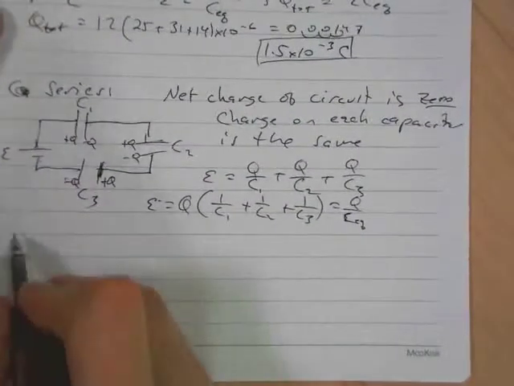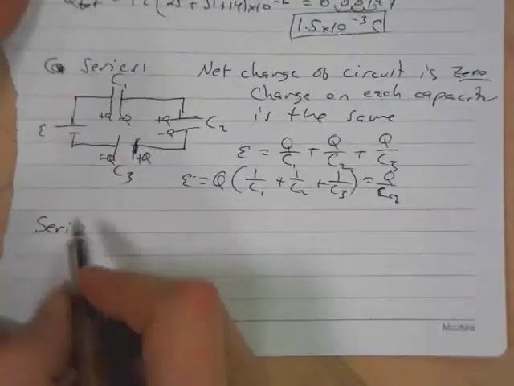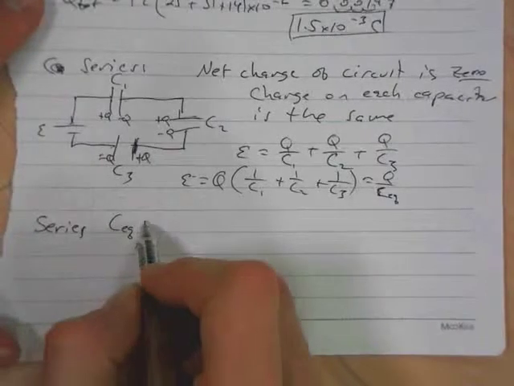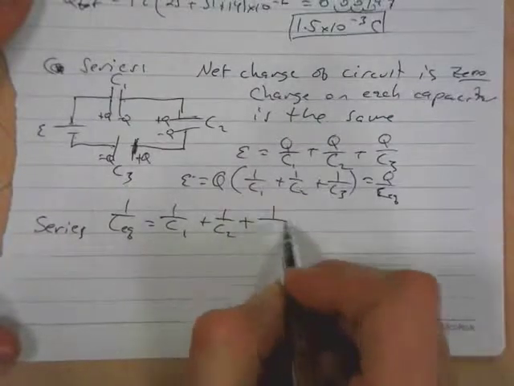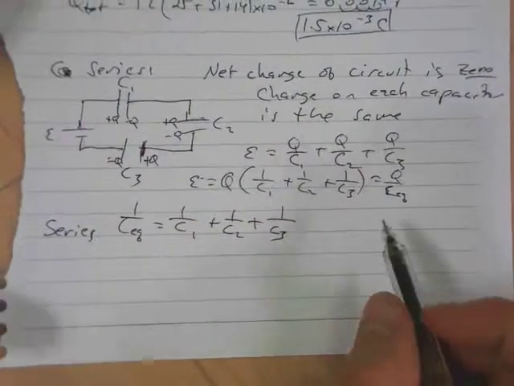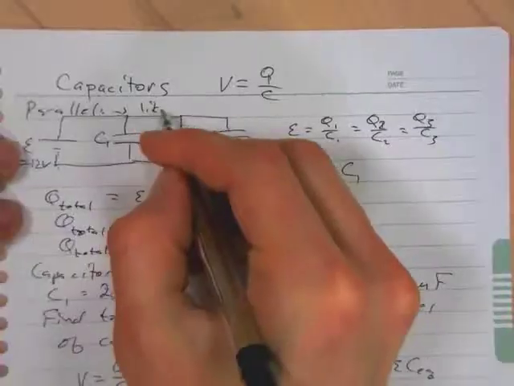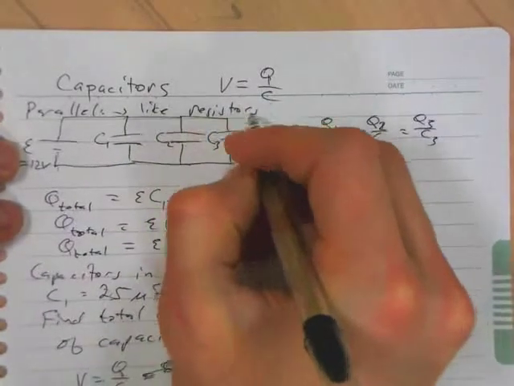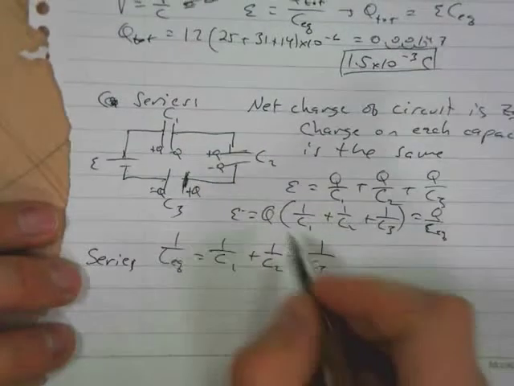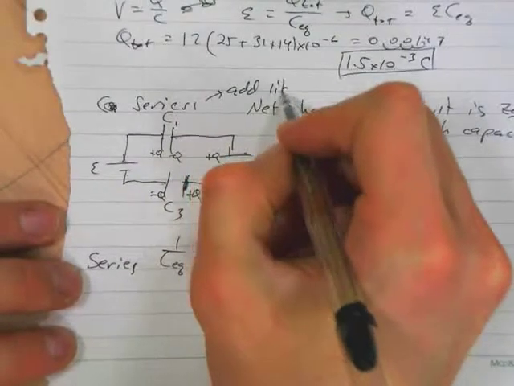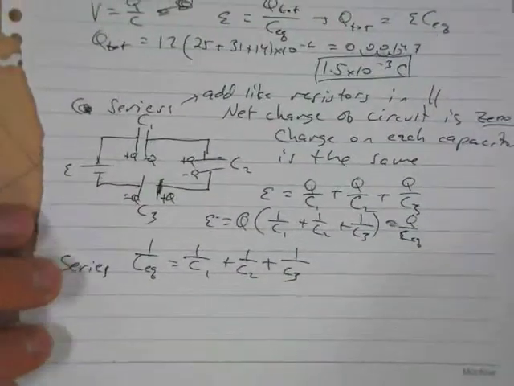So for series, 1 over our equivalent capacitance is equal to the sum of 1 over each of our capacitances. So you may have noticed that capacitors in parallel add like resistors in series, while capacitors in series add like resistors in parallel. All right.